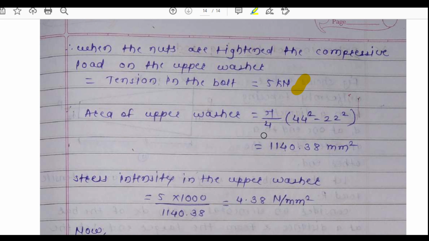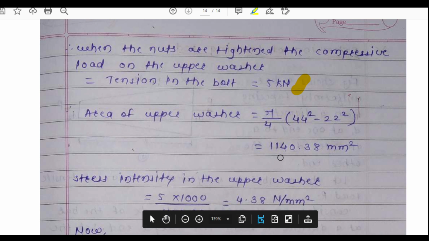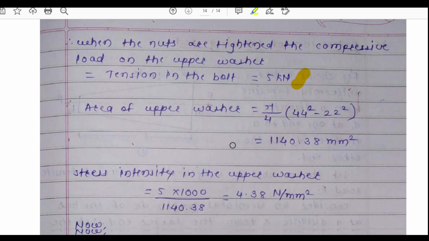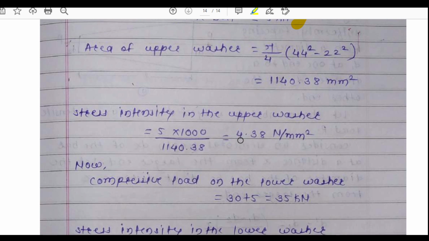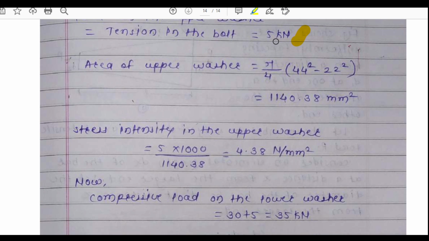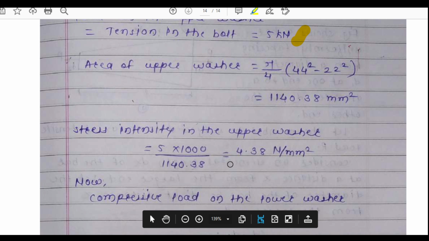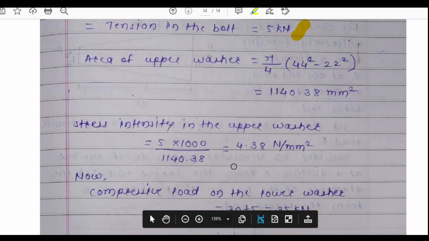22 inner and 44 external. So 44 square minus 22 square, area will be pi by 4 d square. We'll get 1140.38 mm square as the area of upper washer. Okay. Now the stress intensity for this is, we have the tensile force of 5 kilonewtons as induced by that tightening of bolts. So 5 into 1000 divided by area will get the stress intensity in the upper washer.